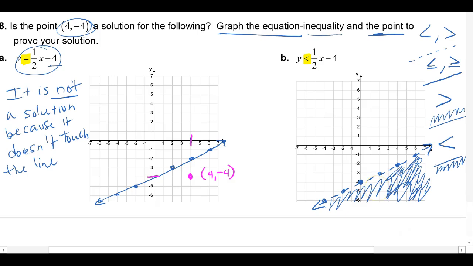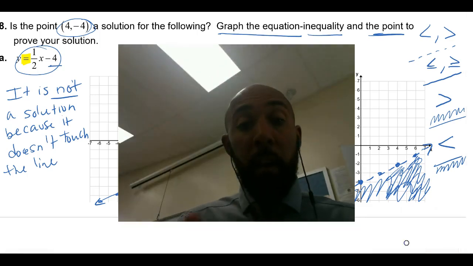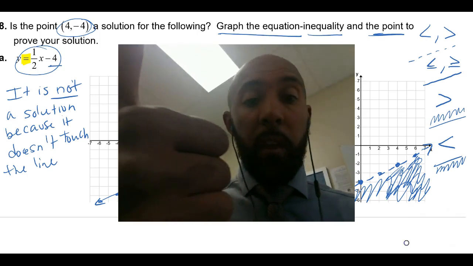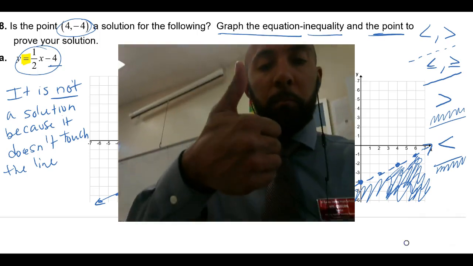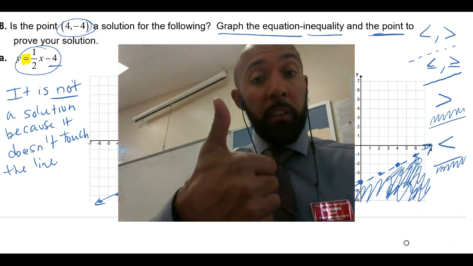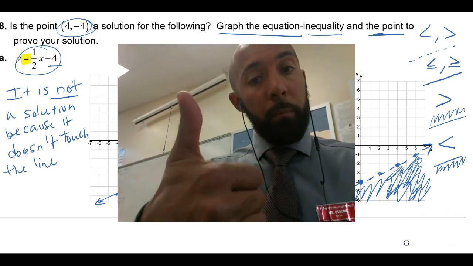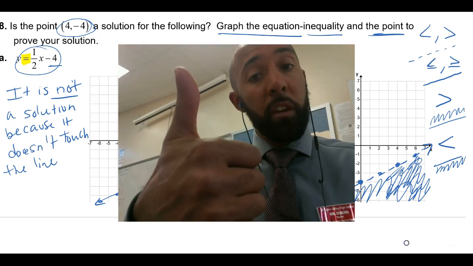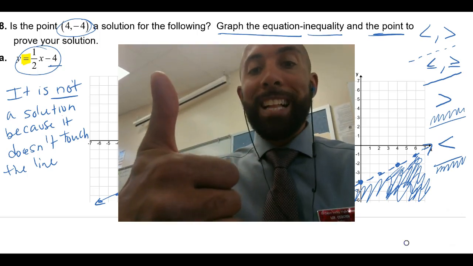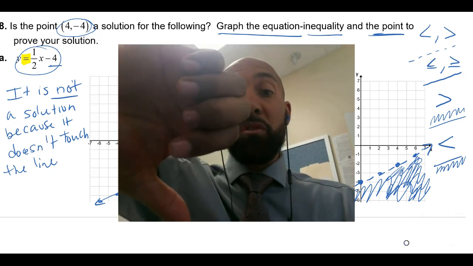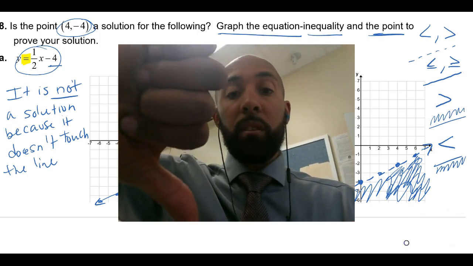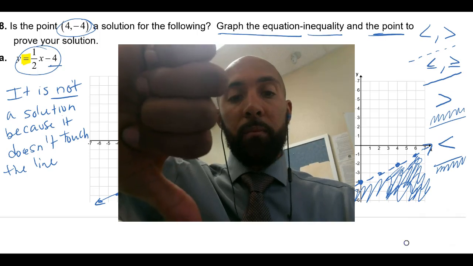And you could also, let me put my webcam on here for a second. You could also use the thumbs up technique. Let me zoom out so you can see me. If it says greater than, you have a thumbs up. That means you're pointing up, so you shade above the line. If it's less than, it's thumbs down, and my thumb is pointing down, so I shade below the line. Okay?